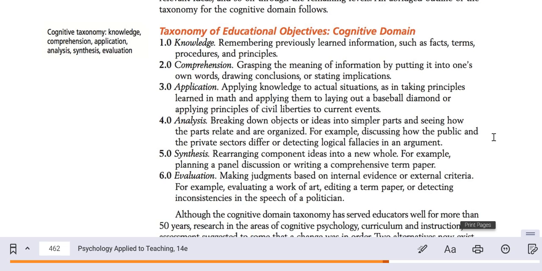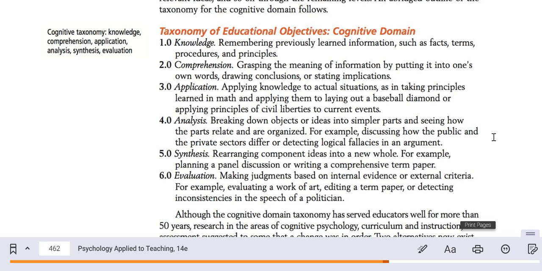Knowledge, remembering previously learned information such as facts, terms, procedures, and principles. Comprehension, grasping the meaning of information by putting it into one's own words, drawing conclusions, or stating implications. Application, applying knowledge to actual situations, as in taking principles learned in math and applying them to laying out a baseball diamond, or applying principles of civil liberties to current events.